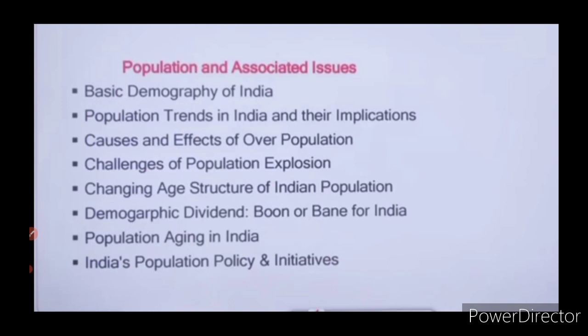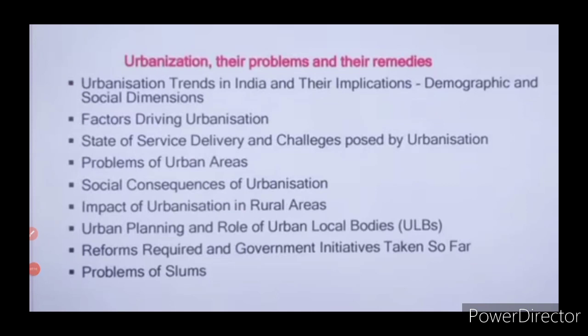So basic demography of India, population trends in India and their implications, then what all are the causes and what all are the impact, basically effect of overpopulation, challenges of population explosion, changing age structure of Indian population, demographic dividend, boon or bane for India, population aging in India and India's population policy and initiatives, urbanization, their problem and their remedies.